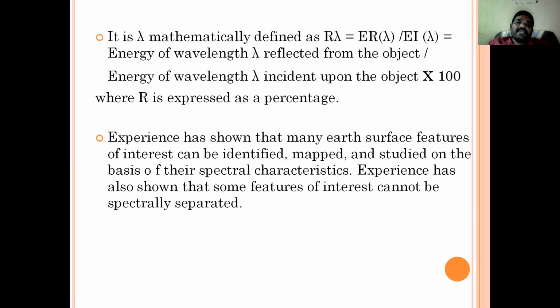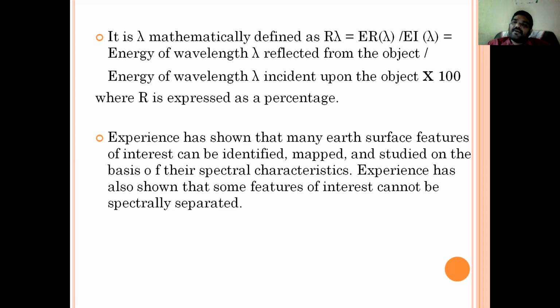See here, the last point: experience has shown that many earth surface features of interest can be identified, mapped and studied on the basis of their spectral characteristics. That's what I said, that most of the objects on the earth can be measured with respect to the spectral reflectance at particular portions of the wave bands, or wavelengths. Hope you understand. The spectral reflectance of different objects on the earth surface can be understood by visualizing the electromagnetic spectrum.